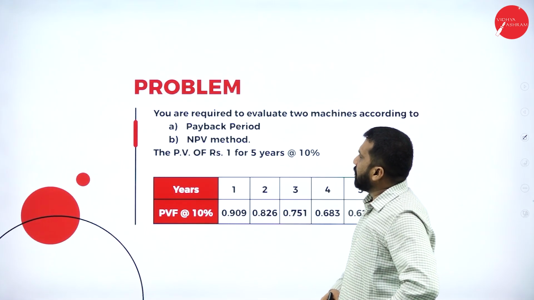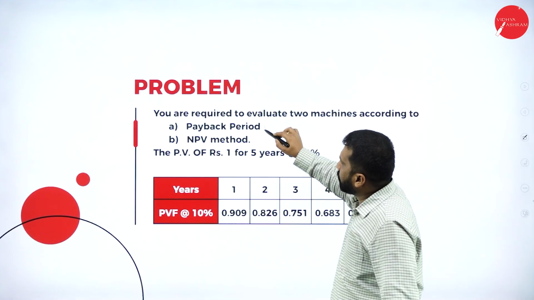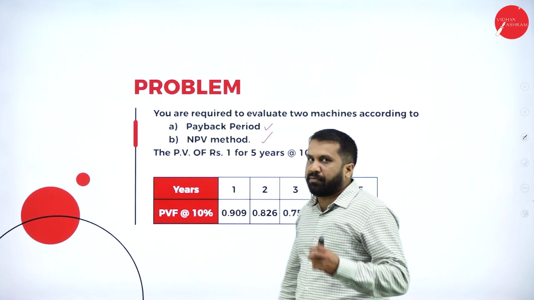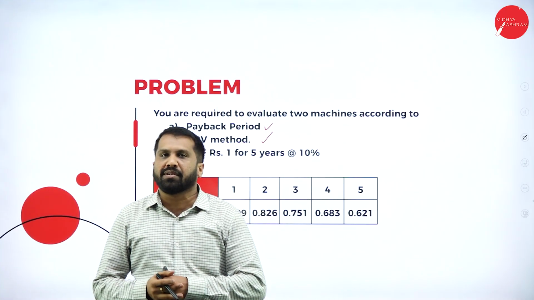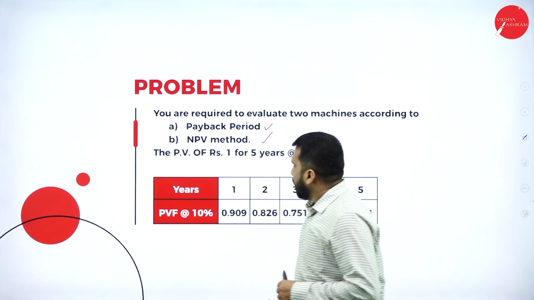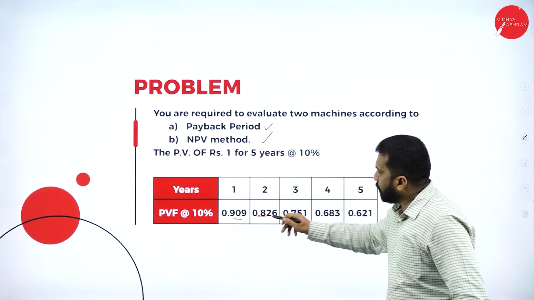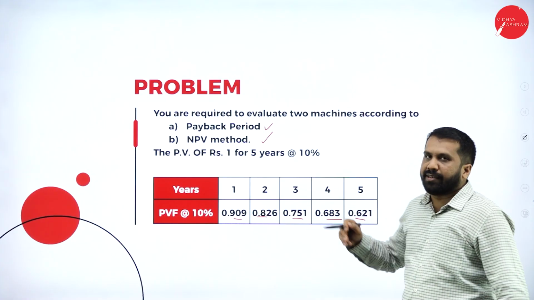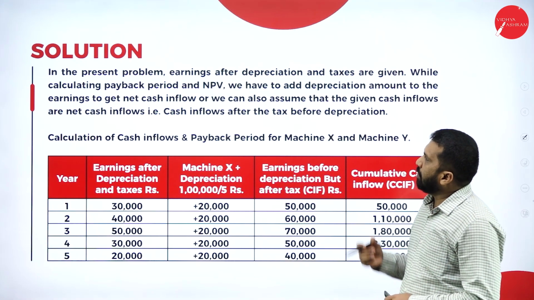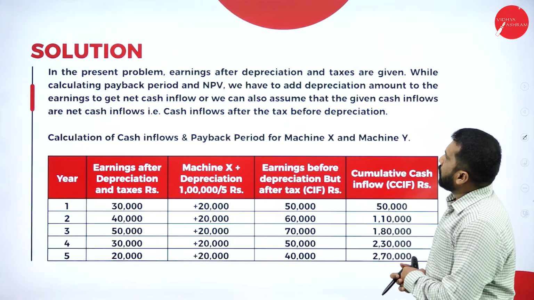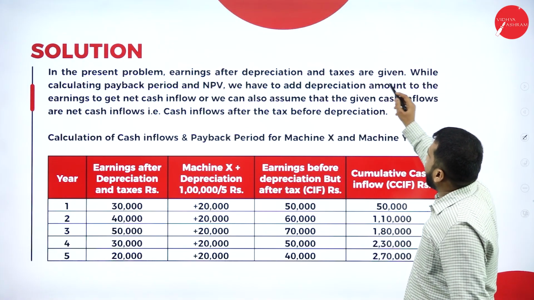So directly we'll go with what? They have asked only to find out payback period and NPV. Only 2 things we are supposed to find out in this. Year 1, 2, 3, 4, 5. These are the PV factors they have given in the question. Now, in the present problem, earning after depreciation and taxes are given.